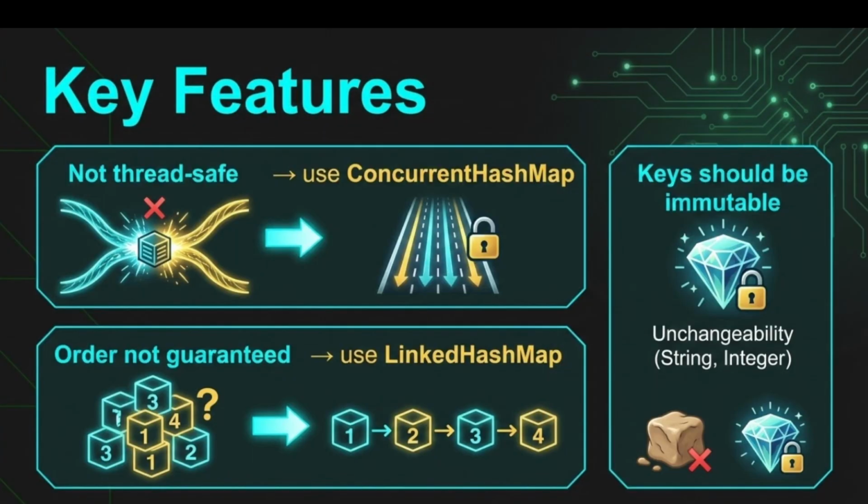Now the key features, I can say drawbacks. HashMap is not thread safe. Use ConcurrentHashMap if you want thread safety. And order is not guaranteed. If you want a specific order, use LinkedHashMap. That will give us a specific order. These ConcurrentHashMap and LinkedHashMap we will see in upcoming videos. I will definitely post new videos on ConcurrentHashMap and LinkedHashMap.